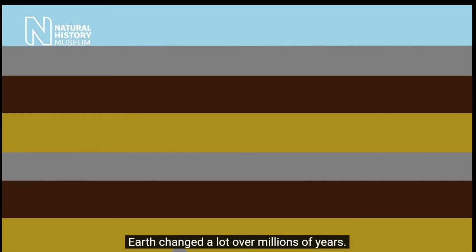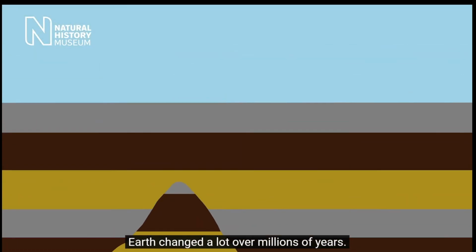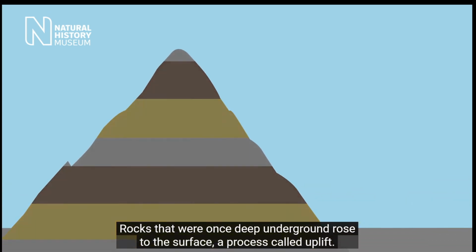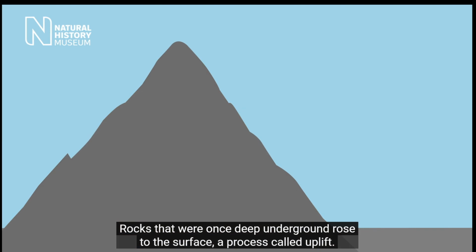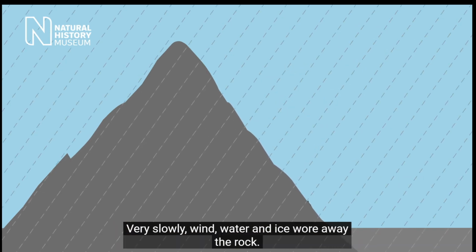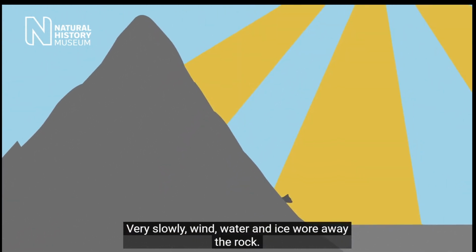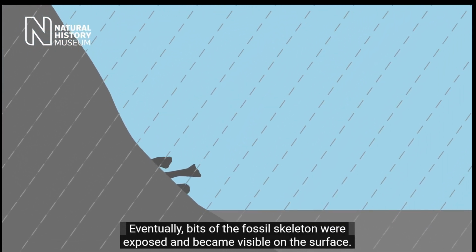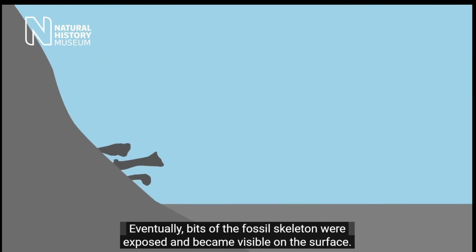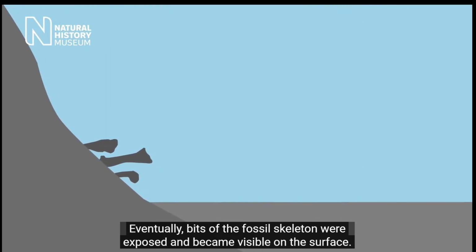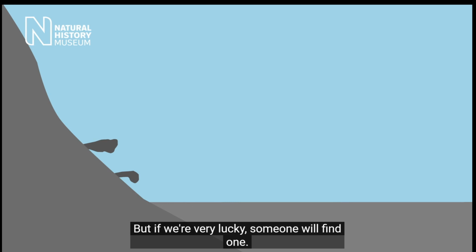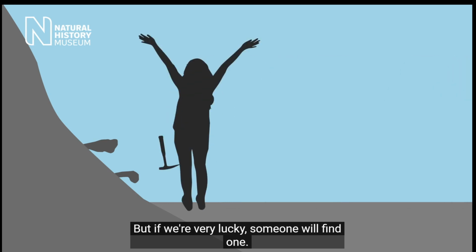Earth changed a lot over millions of years. Rocks that were once deep underground rose to the surface, a process called uplift. Very slowly, wind, water, and ice wore away the rock. Eventually, bits of the fossil skeleton were exposed and became visible on the surface. Fossils are constantly getting eroded out of rock. Most are lost. But if we're lucky, someone will find one.